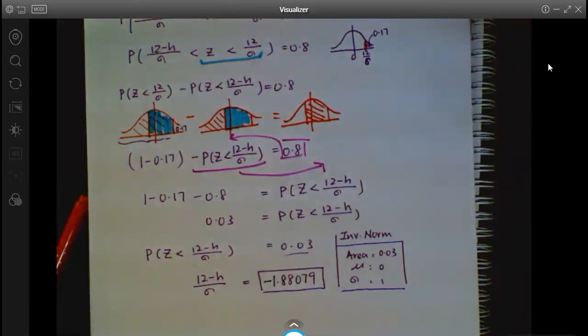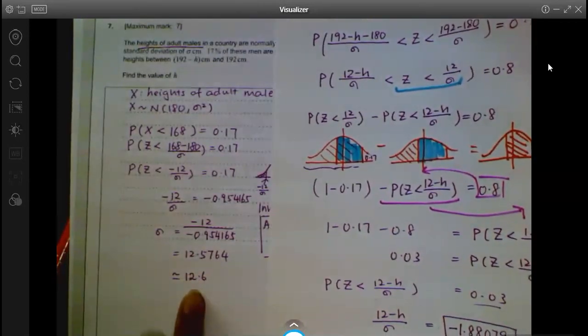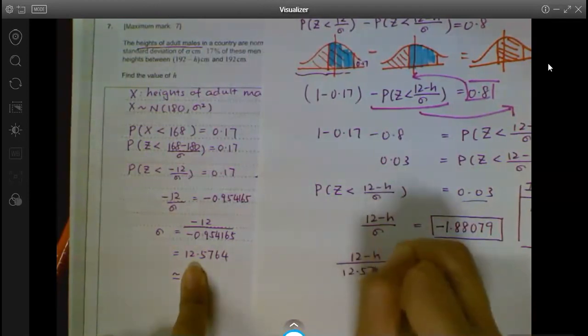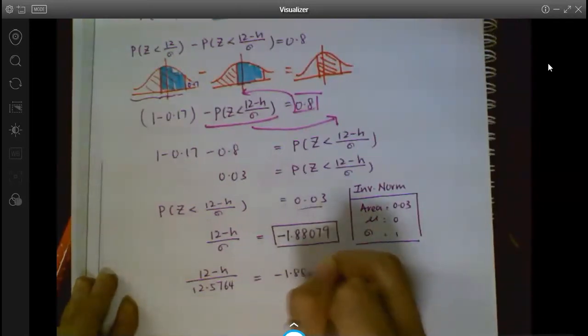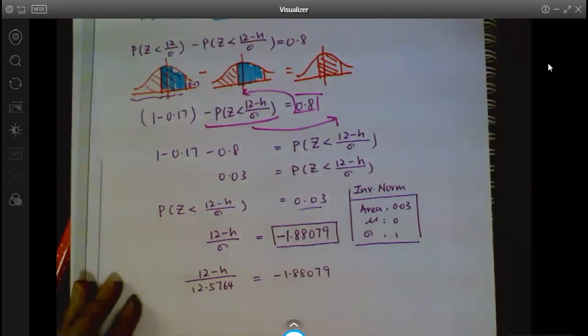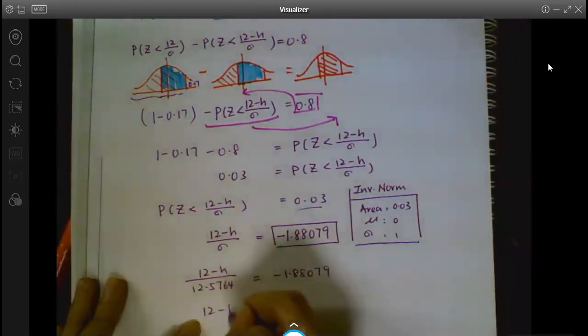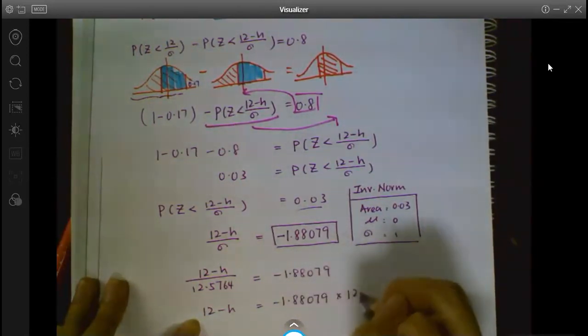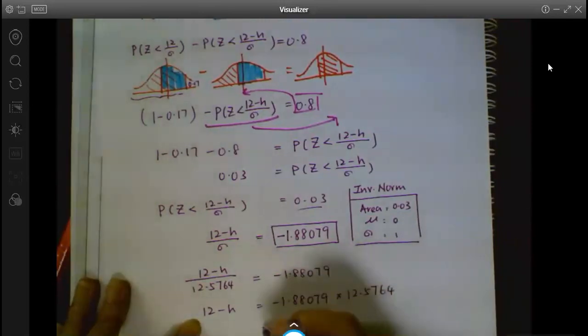All right. So now I'm going to go ahead and look at my sigma from earlier. I'm not going to use this rounded off. I'm going to use the whole string of it. All right. So 12 minus h over 12.5764 will be equal to negative 1.88079. Okay, I'm going to multiply by the denominator. 12 minus h is negative 1.88079 times 12.5764. I'm going to use the calculator to work that out. You should get negative 23.6536.